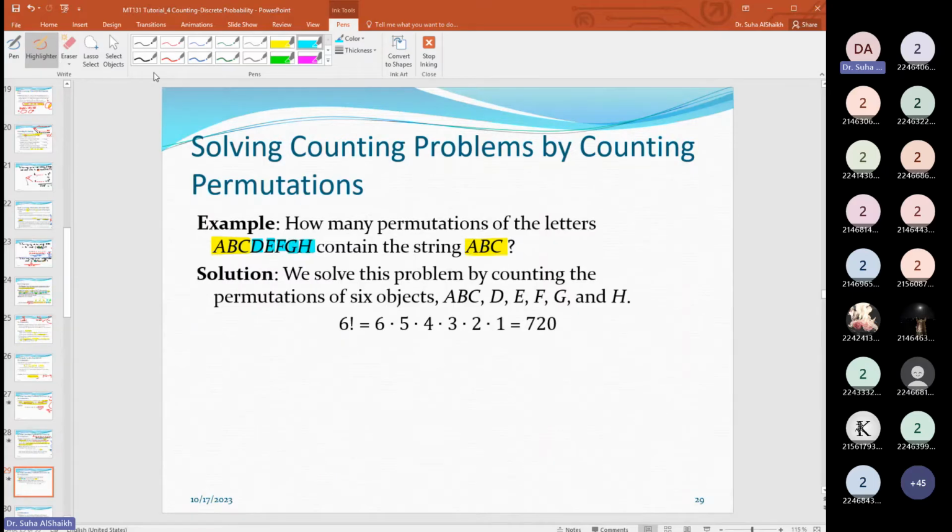So how many places we have? ال ABC is a one package with D, E, F, G, and H. I have 1, 2, 3, 4, 5, and 6. So I'm talking about factorial 6 in this case. لأن أنا عندي 6 أشياء actually. ال ABC as a one thing. بعدين ال D وال E وال F وال G وال H. So I have 6 things here to have a permutation along. So this will give me factorial 6, which is 720.